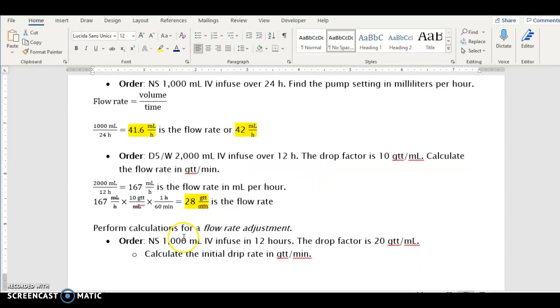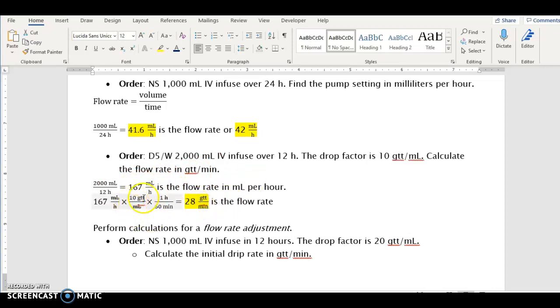Likewise, I was quickly finishing up the other example in the previous video, and I don't think I got a chance to describe what was happening with the units. Essentially, we took the volume of the fluid, which was 2,000 milliliters, and divided by the time period, which is 12 hours, to get the flow rate in milliliters per hour. Since the problem asked for the flow rate in drops per minute, GTT per minute, we then converted the flow rate in milliliters per hour into drops per minute.